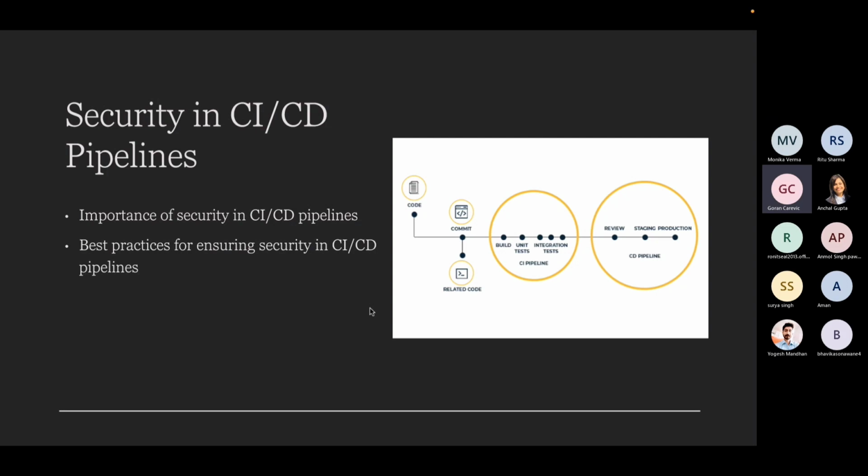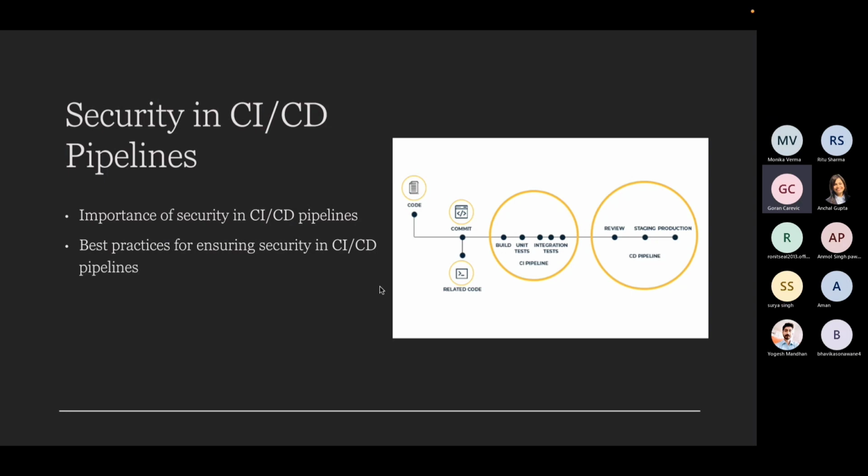Also, in the event of a security breach, the organization may be required to pay a significant amount to recover and restore its systems. So now, what are some of the best practices with which you can ensure security in the CI/CD pipelines? First is to implement access controls, to ensure that only authorized users have access to the CI/CD pipeline and the related systems.